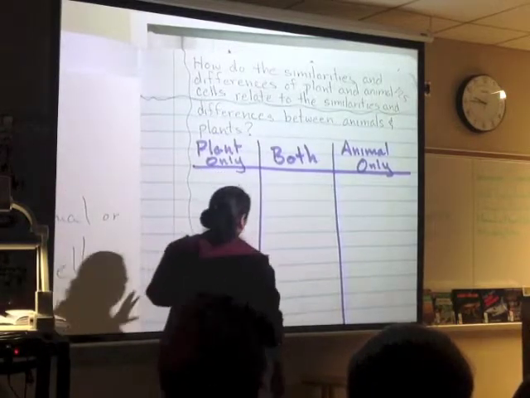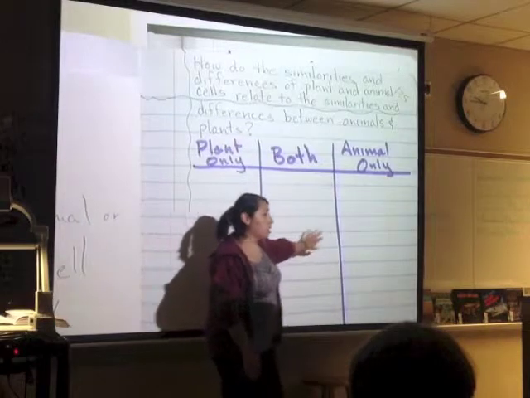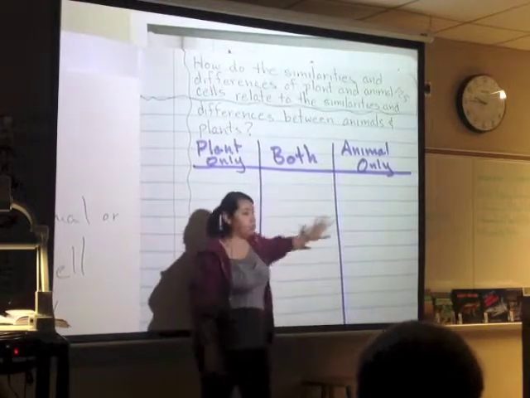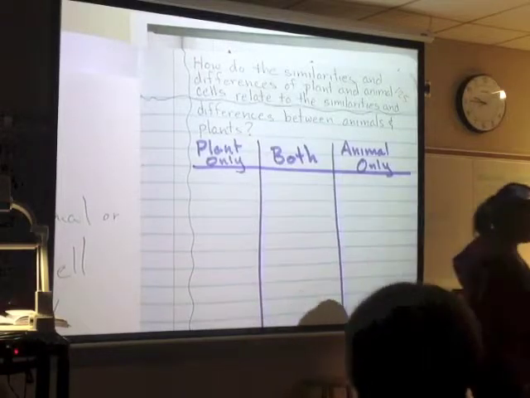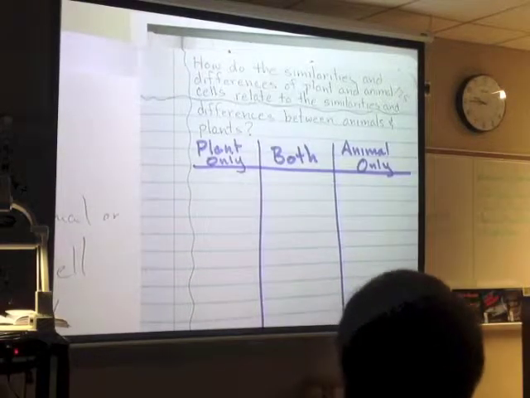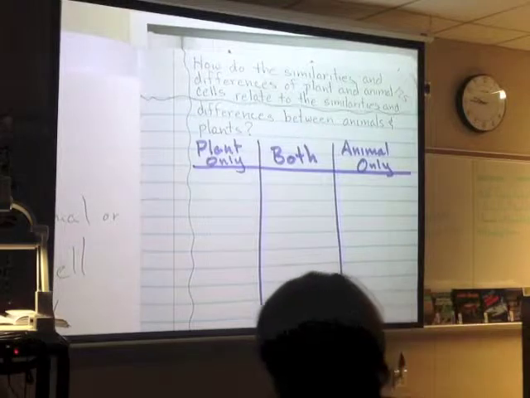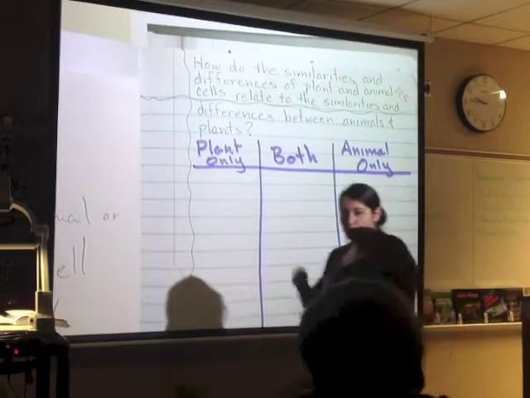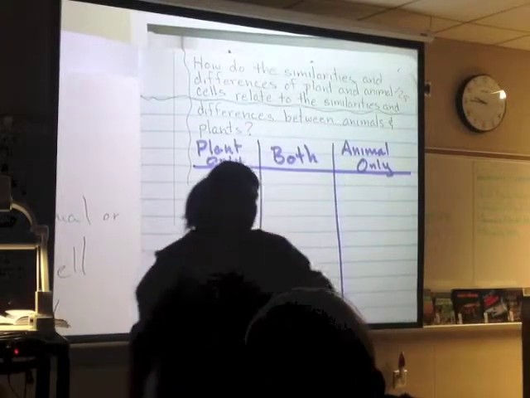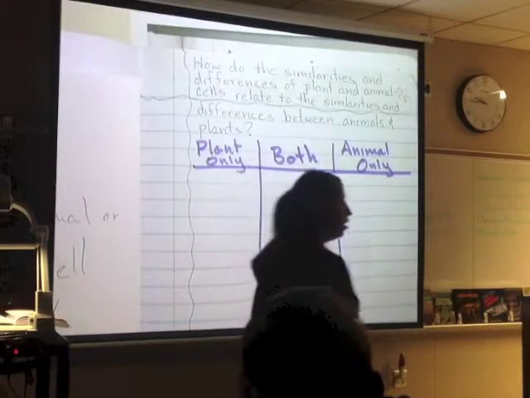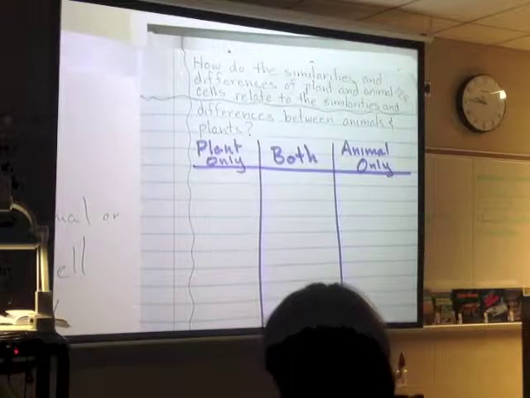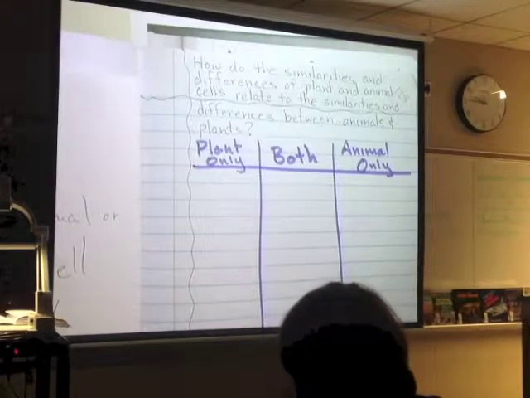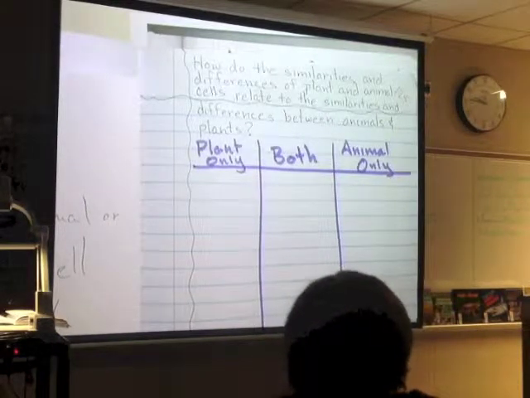So if you look, this is how I'm setting up my notes. Does it mean that you have to do it this way? No. You can do a bullseye for your notes. You can do a Venn diagram for your notes. Either or, however you want to do it. Now, we're doing notes a little bit differently because I'm going to stop talking. This is how you're going to do your notes for today: you're going to talk to your table partner.